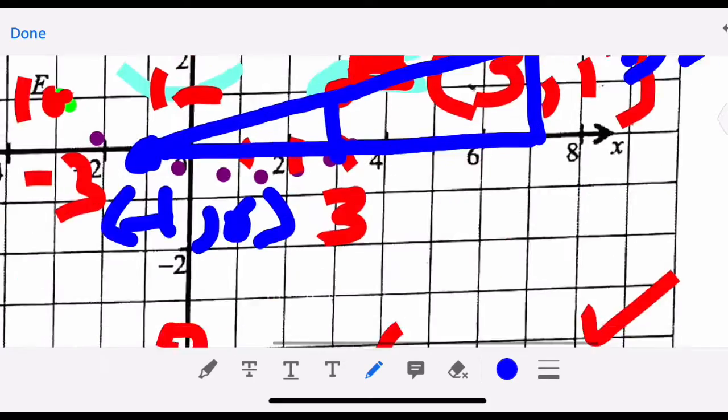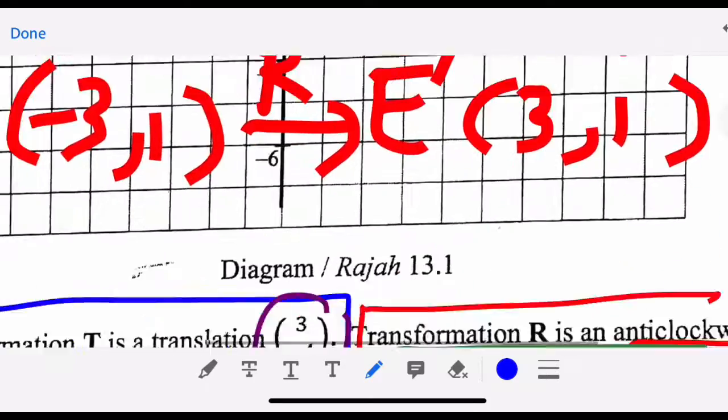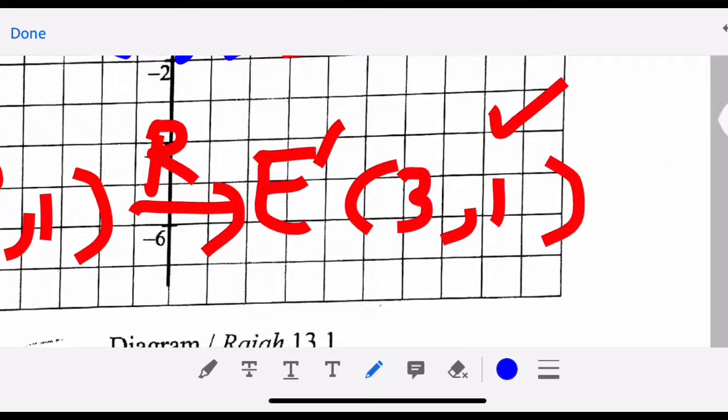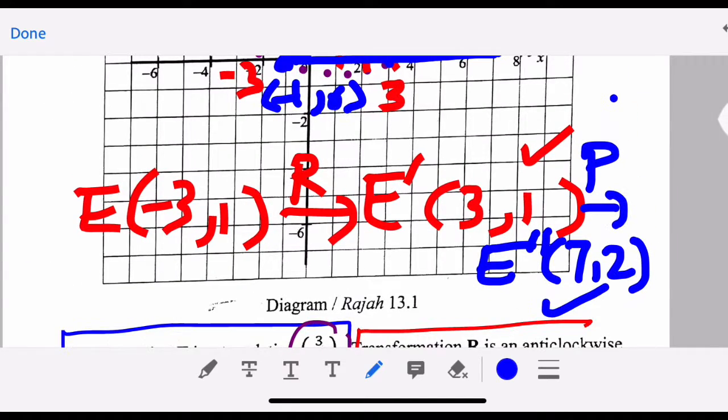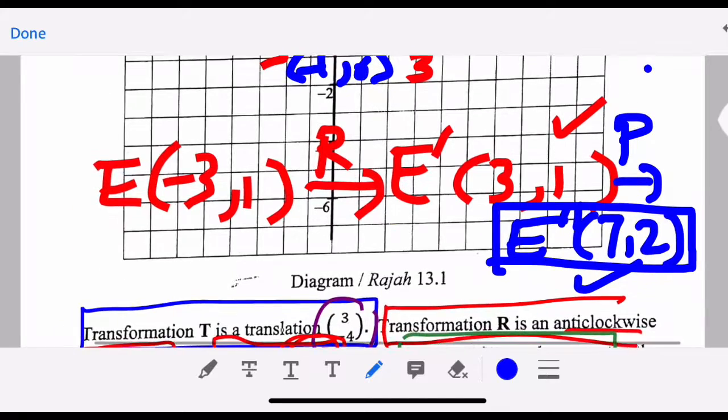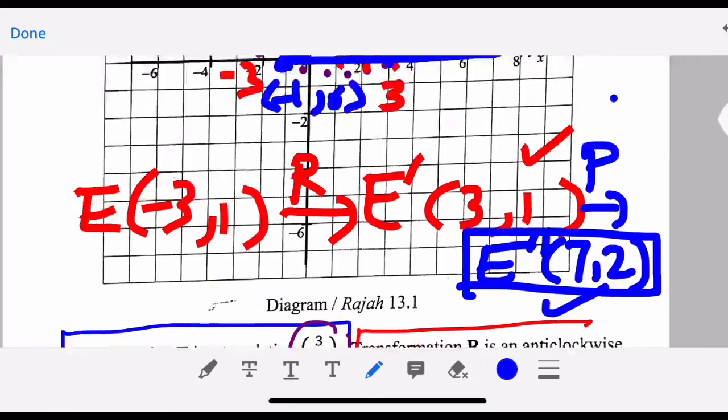Just now we did the 3, 1. After 3, 1, we are going to do the P, and we will reach an answer E double prime, which is 7, 2, right? So this one will give you another 1 mark. Actually the right answer 7, 2 will give you 2 marks. If you answer wrong, they will give you 1 mark for the 3, 1. So we have solved the combined transformation.